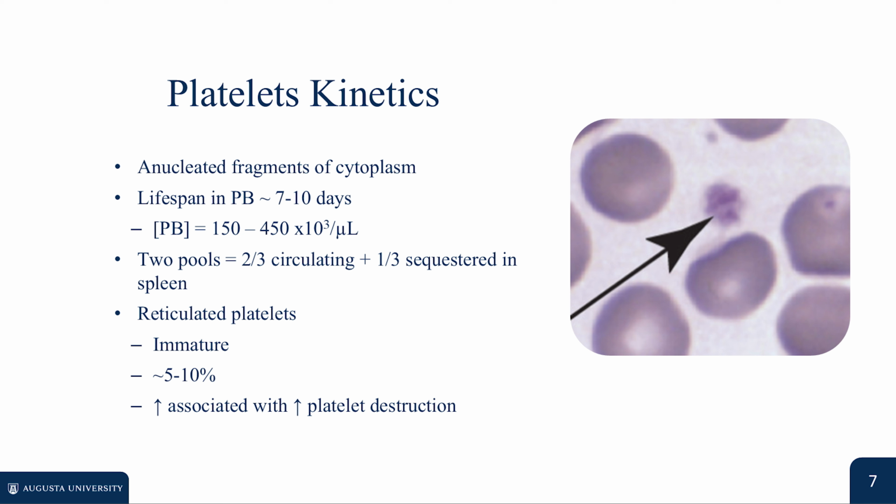Total body platelets are divided into two physical compartments. Two-thirds circulate freely in peripheral blood, while one-third is sequestered in the spleen. Furthermore, immature reticulated platelets containing residual RNA make up 5 to 10% of the circulating count, and an elevated percentage signals increased marrow thrombopoiesis in response to peripheral destruction.